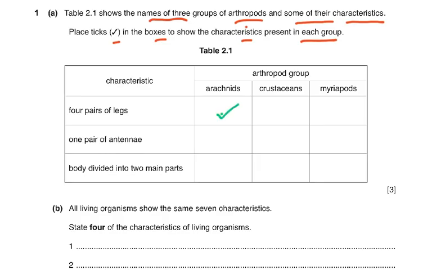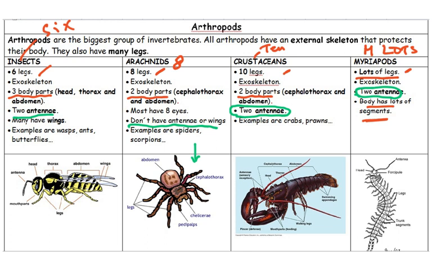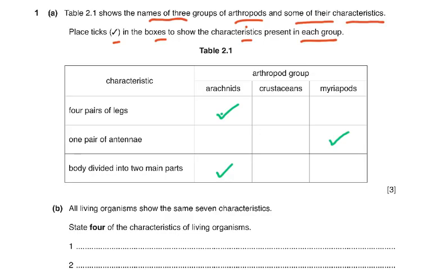So a tick here. Then 1 pair of antennae is myriapods. And then 2 main body parts is again arachnids. So you see here, if you look back at this, then we can get arachnids have 2 body parts. So you can easily remember this. I know this is something of rote learning. You have to remember it. Maybe remember one insect, one arachnid, one crustacean, and make a mental picture of it and remember it.